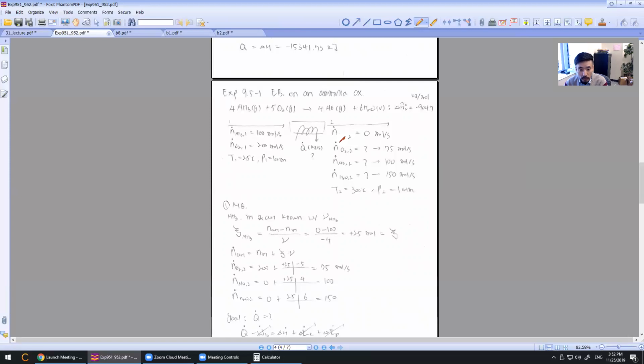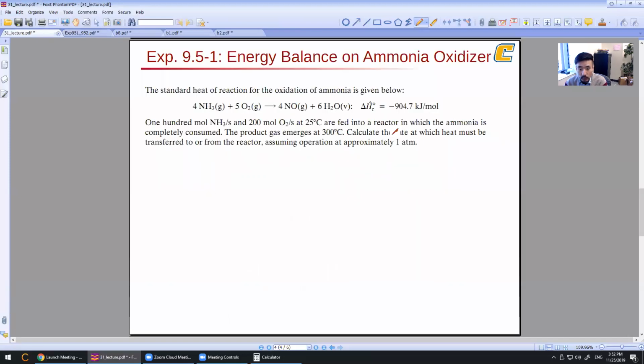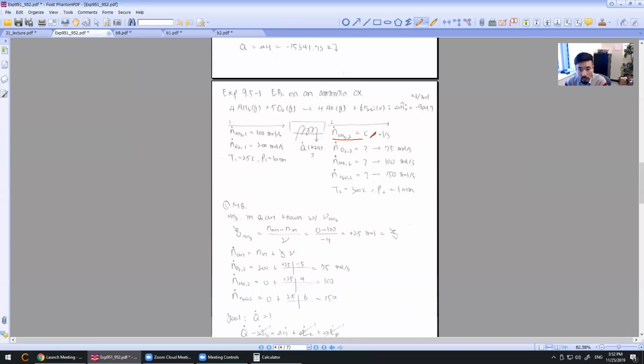And what we know is that ammonia out is 0, because it mentioned that ammonia is completely consumed. So what we know is the ammonia is 0 mole per s. And then all other species at pipeline 2, we don't know yet, right? So oxygen, nitrogen oxide, and water, we don't know yet. But we know the temperature of pipeline 2 is 300 C and P2 is 1 atm.